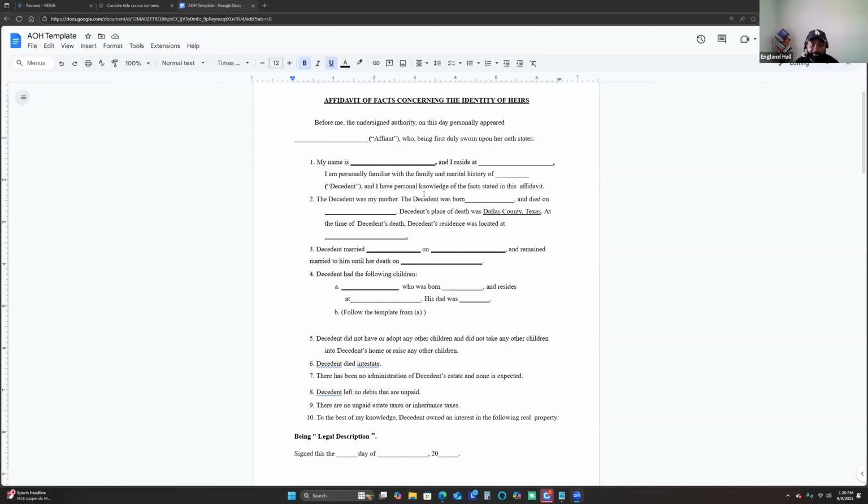At the time of the decedent's death, the decedent's residence was located at the property address or whatever address you have. It's always best to use the addresses on the death certificate. Sometimes that's not known, but it's always best. The title company isn't going to say anything about it though. The decedent married John Smith on December 12th, 1932, and remained married to him until her death, or his death, whoever dies first, in 1987. The decedent had the following children: John Smith Jr., who was born January 10th and resides at whatever address, and the father was named John Smith Sr. And you just keep doing it for however many kids they have. That's how you actually do the affidavit of heirship.